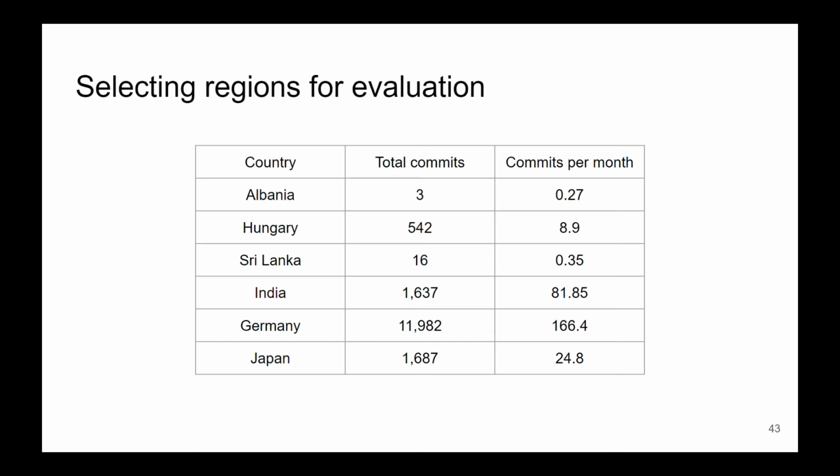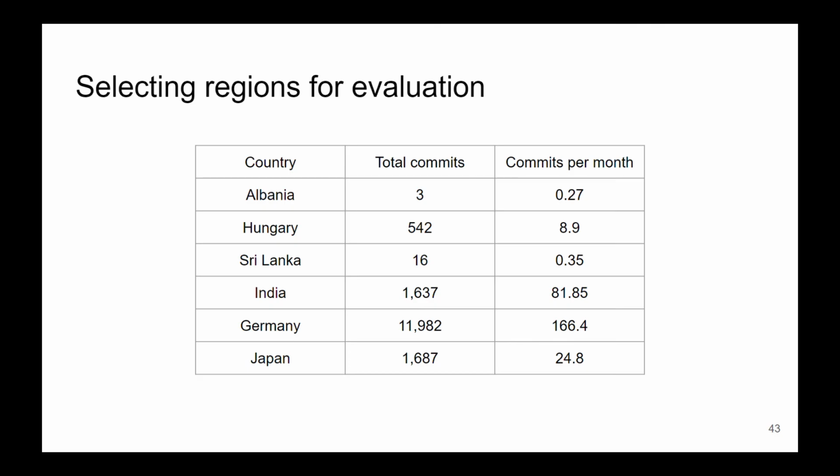For Hungary, we had almost 9 commits per month, which is still, well, it's 1 commit every 3-ish days, but it's still significantly lower compared to the more popular ones. Japan had almost 25 commits a month, India had about 82 commits a month, and Germany about 166 commits a month. And these are the lists that we found through filterlists.com.